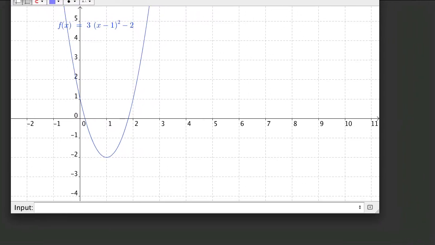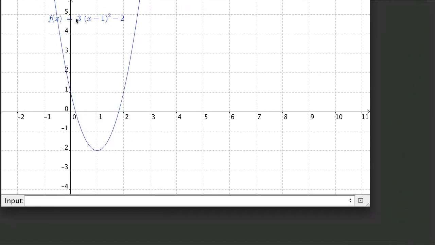Here's an example using vertex form. The function is f of x equals 3 times (x minus 1) squared minus 2. And if I look, the vertex is at +1, -2. Well, in the function, the 1 is negative and the 2 is negative, but the vertex is at +1, -2. So the formula of vertex form has a negative as part of the formula, x minus the x coordinate plus the y coordinate. So when you go to find the vertex, remember that the number inside the parentheses is going to be the opposite of where the vertex is.